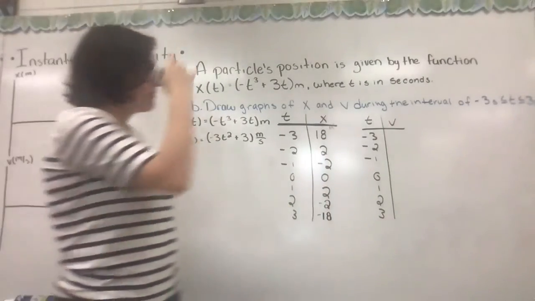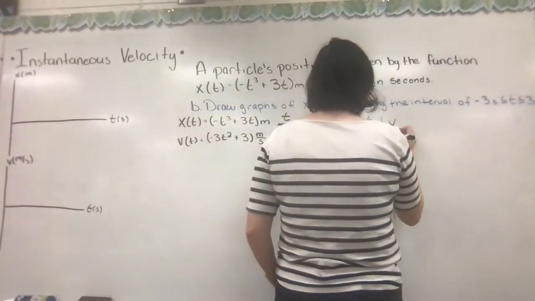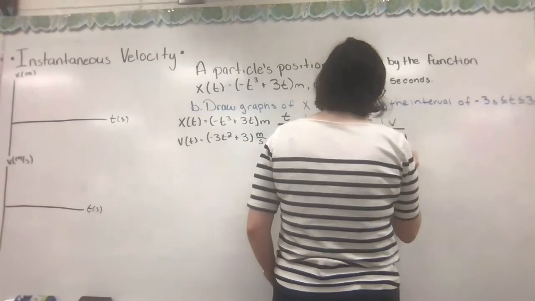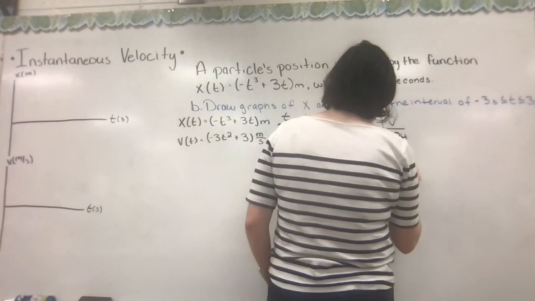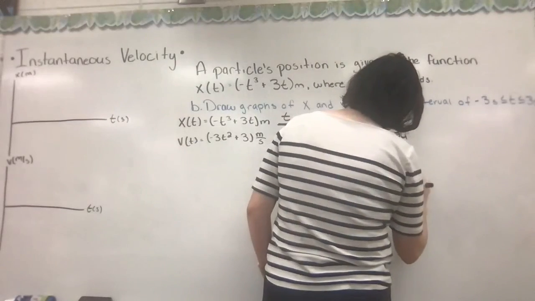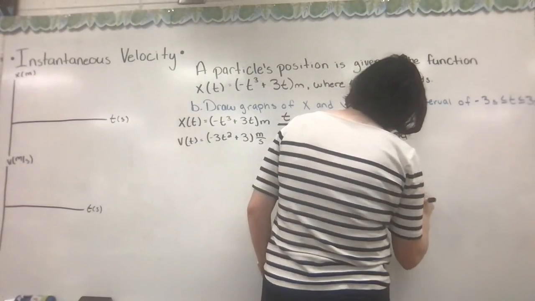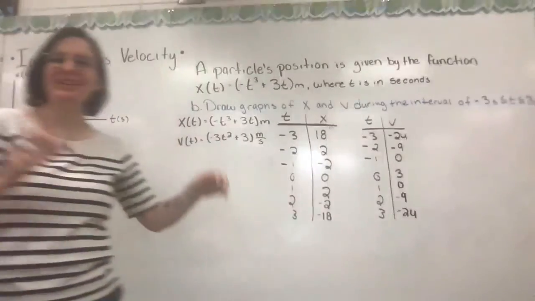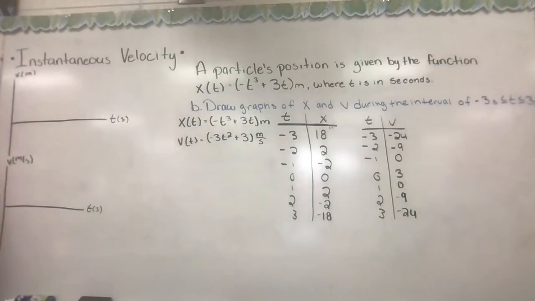Everybody agree with those? Okay, so what about our velocities? What did we get at -3? At -2? At -1? At 0? 3. At 1? 0. At 2? -9. And at 3? -24. You guys got really good at speaking in unison for the velocities.